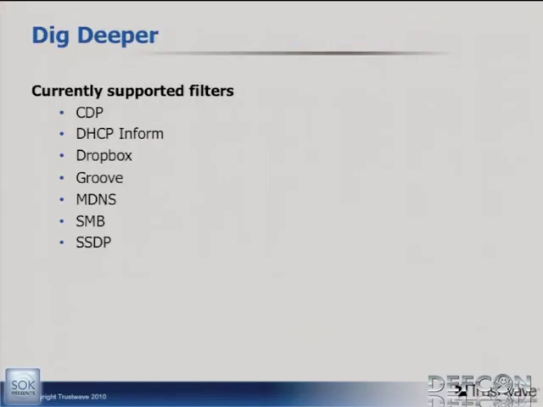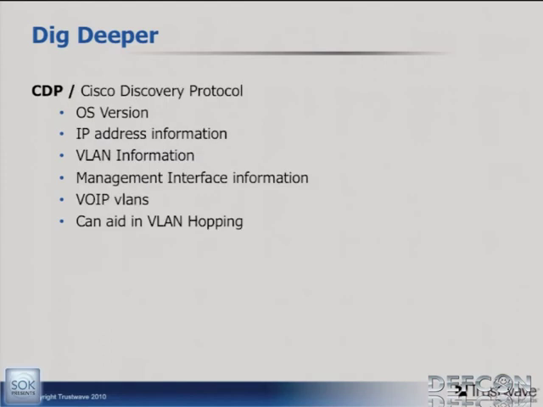So as far as what is currently in each filter, I wanted to talk for a couple minutes about what types of information we're actually gathering. So CDP we looked at for a second. It's got the OS version, IP address information, VLAN information. Where all of this really comes in handy is if you're doing a pen test, a lot of the times you will get things like what the voice over IP VLAN is and other information that can help lead to further compromise. So for instance, since you're getting all of the OS versions, if there's a vulnerability in a certain version of IOS, this will certainly help you.